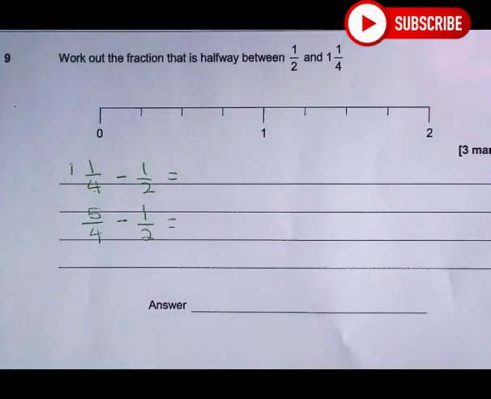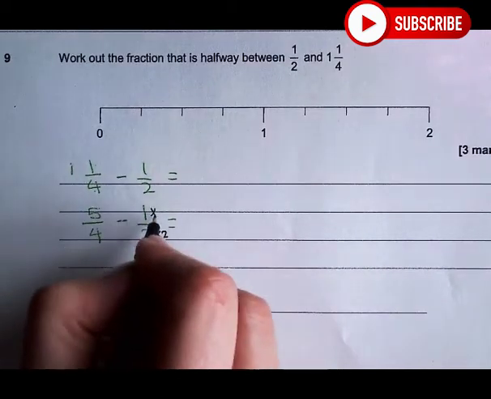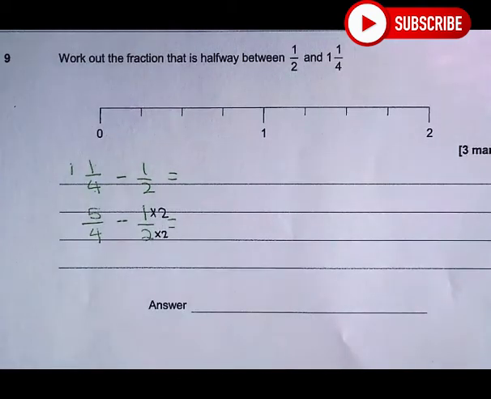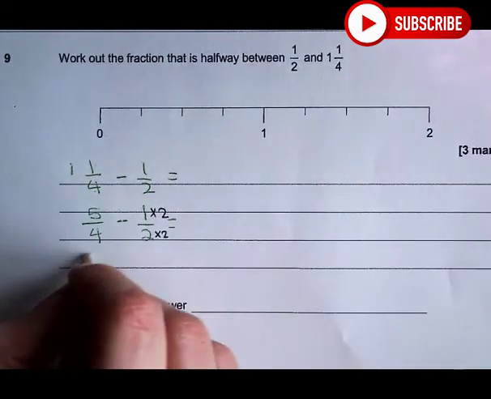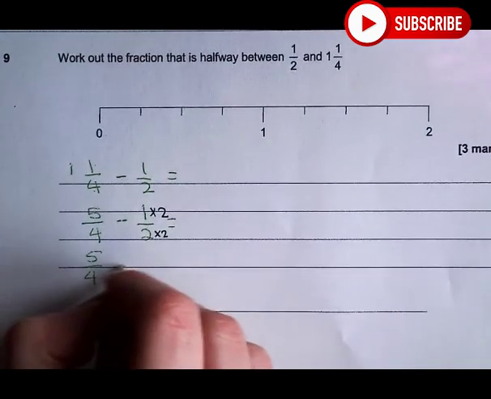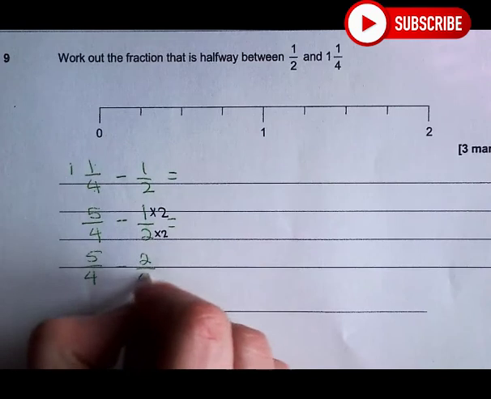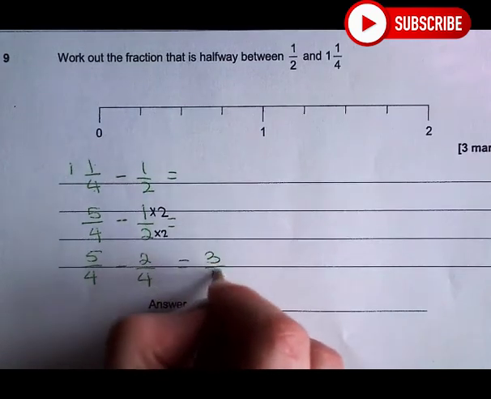Then we need to make the denominators the same. Both of them can be changed into 4. So we multiply the second denominator by 2 and the second numerator by 2. This becomes 5 over 4 minus 2 over 4, which is 3 over 4.